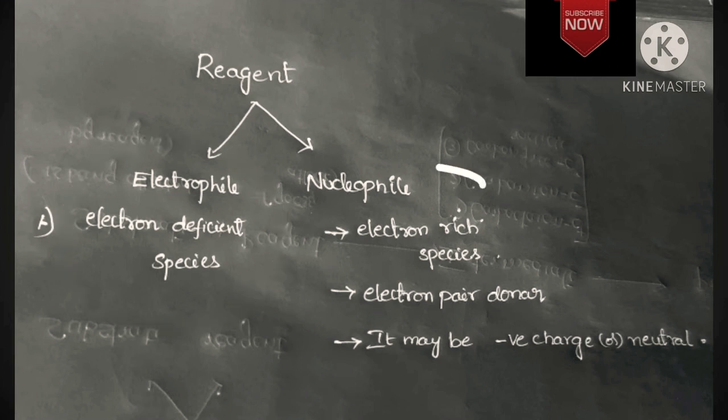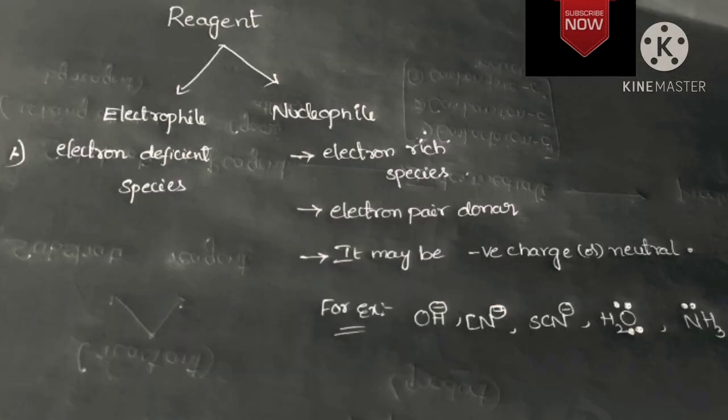And a nucleophile is nothing but an electron rich species or electron pair donor. A nucleophile may be negatively charged or it may be a neutral molecule. For example, nucleophiles are OH minus, CN minus and H2O, where oxygen has 2 lone pairs of electrons, and ammonia, where nitrogen has 1 lone pair of electrons. These all donate electrons, so these are all electron rich species.